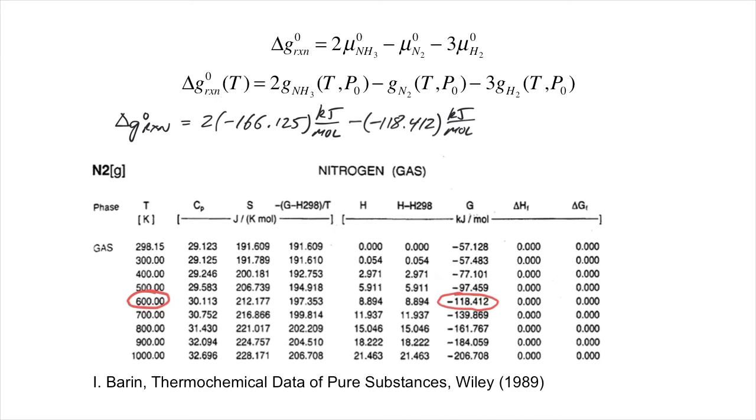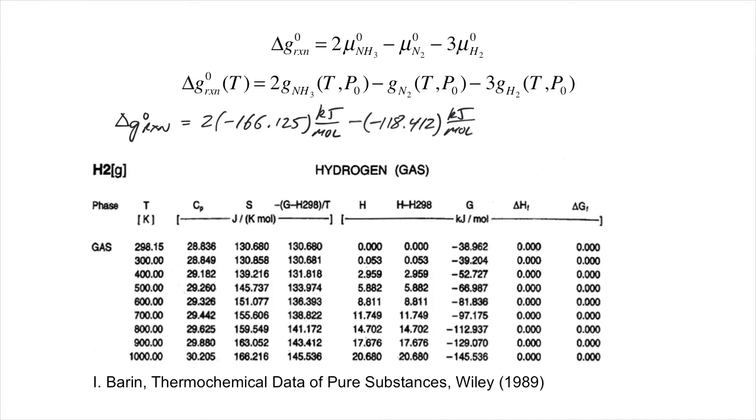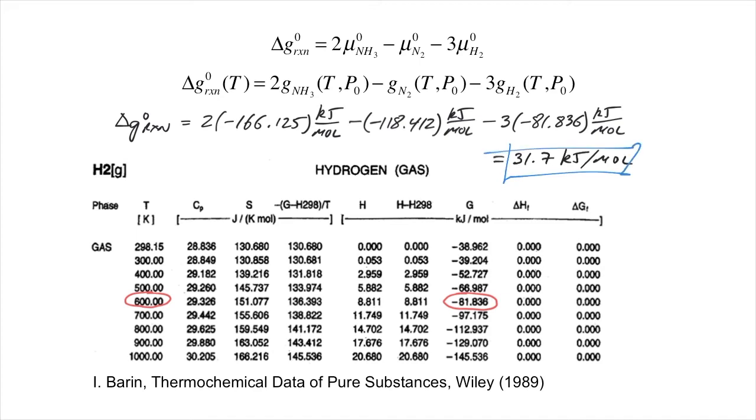This is because when we take the difference, we may end up with a small difference between large numbers, and we don't yet know how many digits to carry. Finally, for hydrogen, we find a value of minus 81.836 kilojoules per mole. Putting it together, delta G0 of reaction is 31.7 kilojoules per mole after rounding the difference to 3 significant figures.